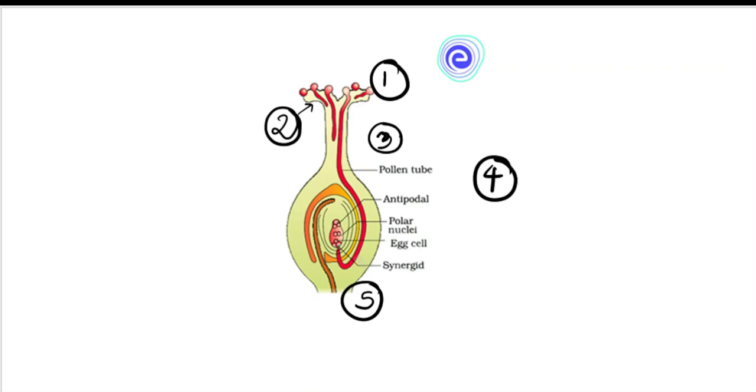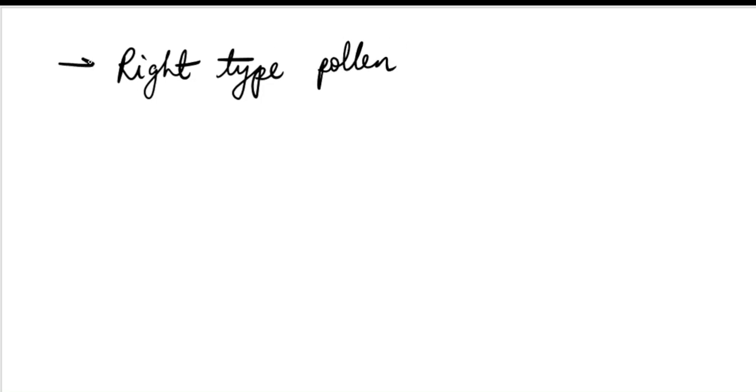Let's speak about it in detail. Now we will take one step. What is compatibility? If I say this friend is compatible with me, it means it is the right type. In case of pollen, if the stigma gets the right type of pollen, we will say it is compatible.